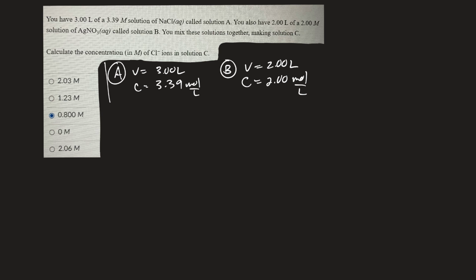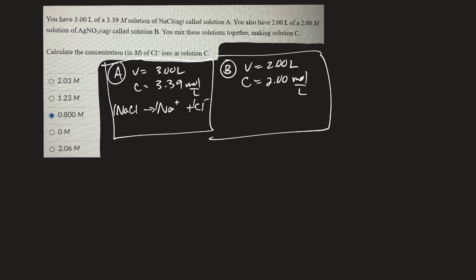Okay, so this is in a beaker. Oh, and this first one is sodium chloride, so I could write a dissociation equation. It looks like it's a 1-to-1-to-1 relationship. And this next one is silver nitrate. If you dissolve that in water, you get silver ions and nitrate ions. And again, it's all 1-to-1-to-1.